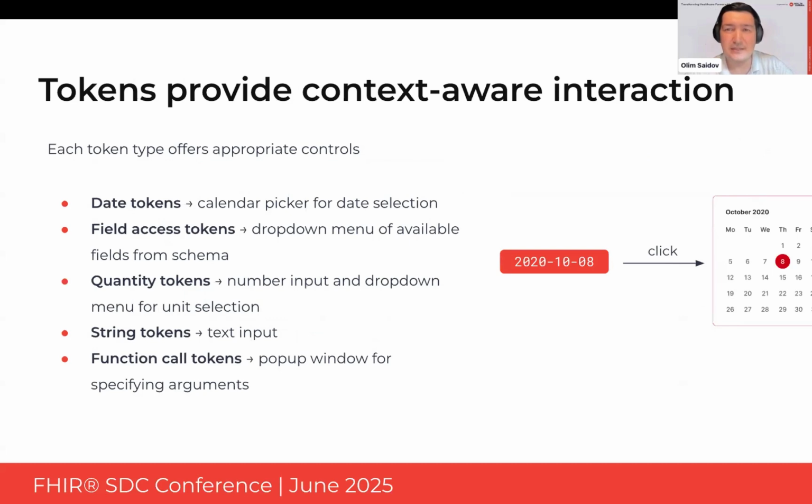So how do tokens actually work in practice? When you click them, they respond with an appropriate UI control. This is not something revolutionary. It's just applying standard UI patterns to expression building. The implementation is straightforward. Each token type knows what kind of input it needs and presents the right interface for it.